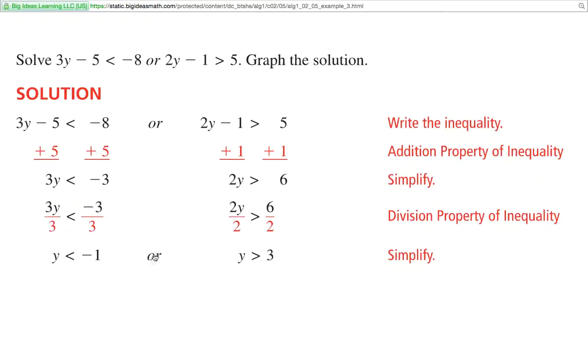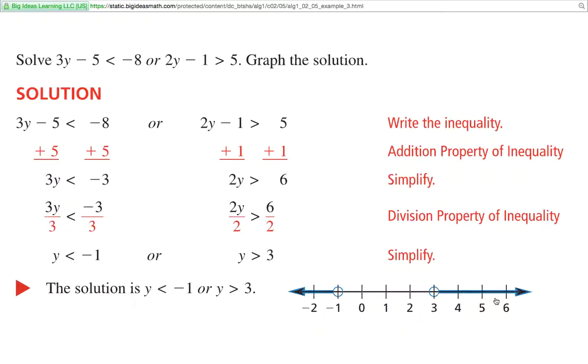You have one or statement. So you've got to graph these two separate inequalities that should be going opposite directions, and we can prove that by graphing both of them. Notice they're both open circles.